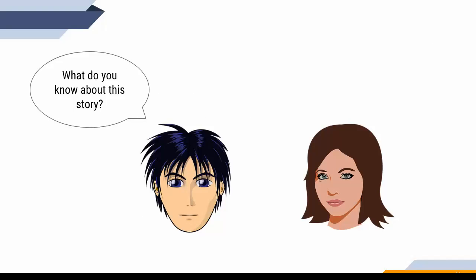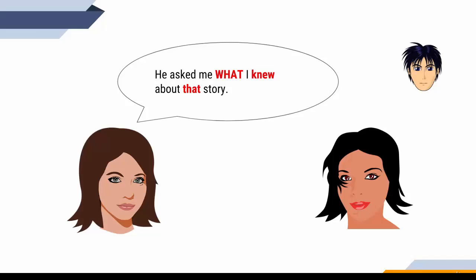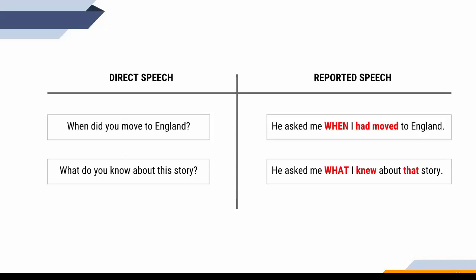Another example. What do you know about this story? He asked me what I knew about that story. So, what do you know goes into what I knew. Look at these two sentences again. The two questions in direct speech start with the question words when or what. It doesn't matter which the question word is.